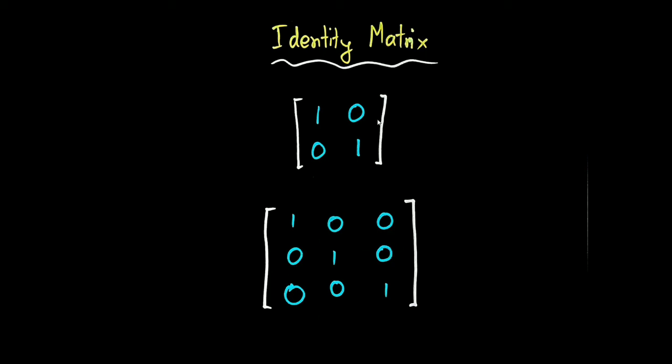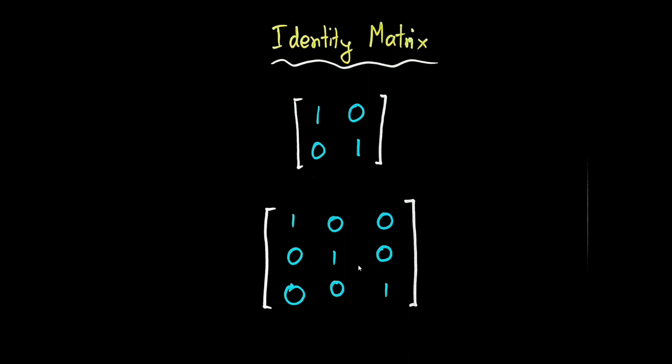So this is a 2 by 2 identity matrix. This is a 3 by 3 identity matrix. There is also a 4 by 4 identity matrix, which has 1, 1, 1, 1 along the diagonal and zeros elsewhere, and 5 by 5, 6 by 6, and so on. You just have to remember that the leading diagonal of the identity matrix is a bunch of ones, and all the other cells are zeros.